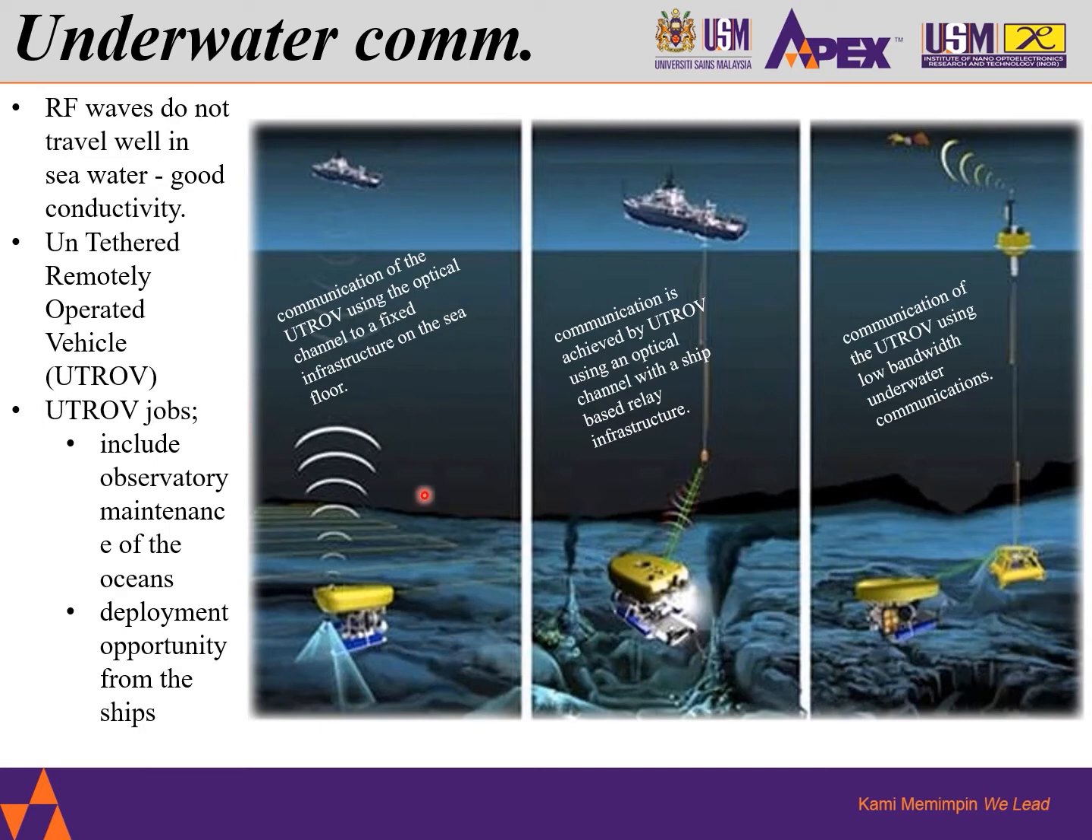So the first diagram here shows the communication of the vehicle using the optical channel to fixed infrastructure on the seafloor. And then the communication is achieved by the vehicle using a channel with a ship-based relay infrastructure. And then the communication using the low bandwidth underwater acoustic communications. And you can see here.